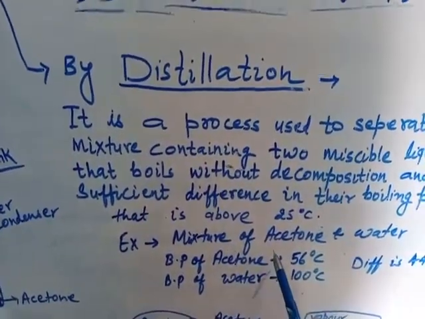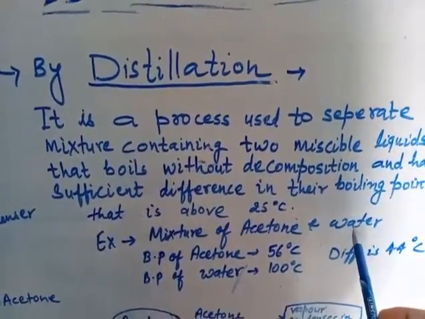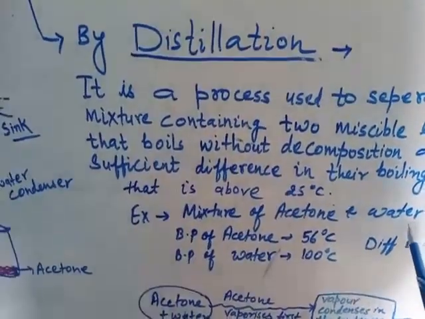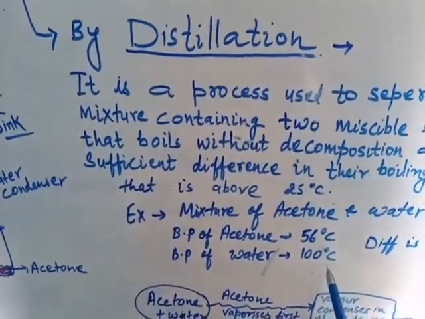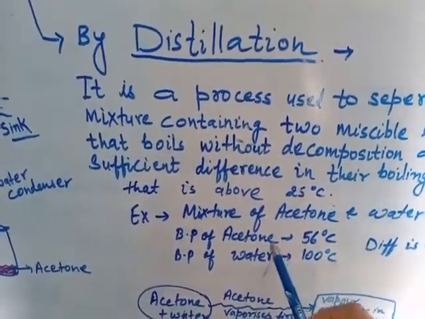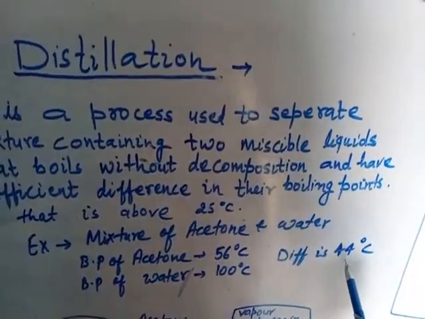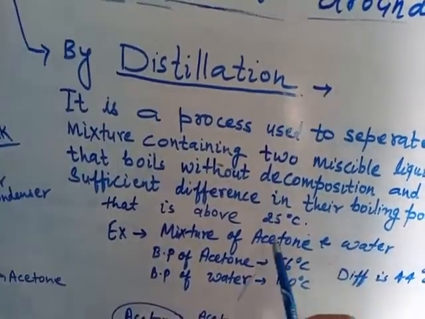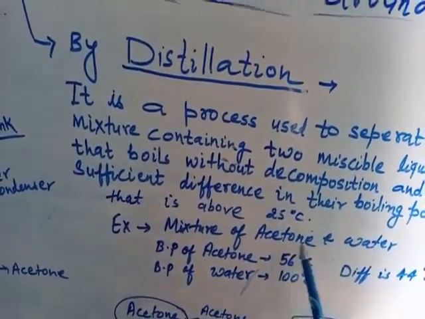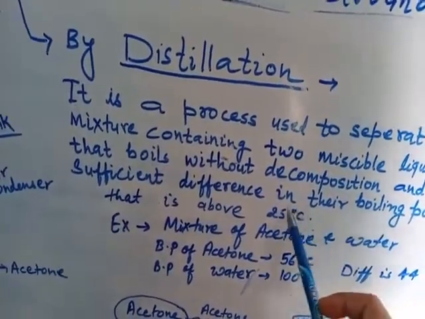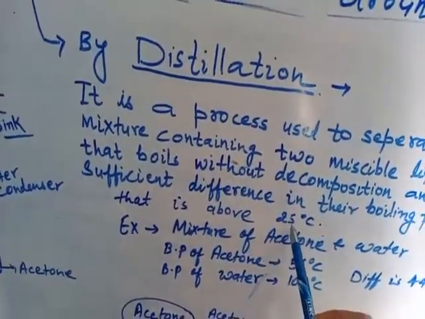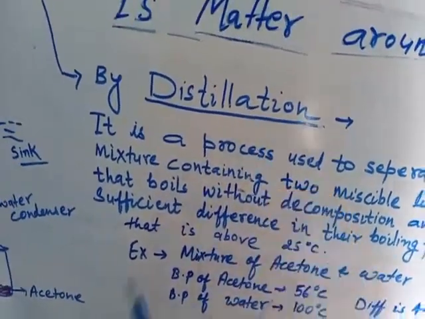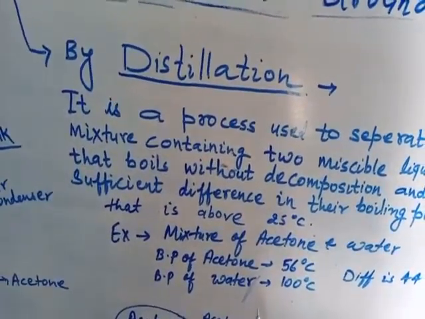With an example, we will understand. If we have a mixture of two miscible liquids, that is acetone and water, the boiling point of acetone is 56 degrees Celsius, and the boiling point of water, you know, is 100 degrees Celsius. So what is the difference in the boiling points of acetone and water? It is about 44 degrees Celsius, meaning the difference is above 25 degrees Celsius. So this type of miscible liquid mixture, whose difference in boiling points is above 25 degrees Celsius, can be separated by the distillation process. This is the second criterion.